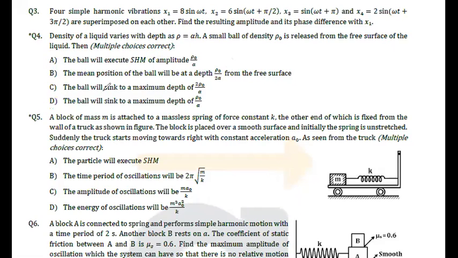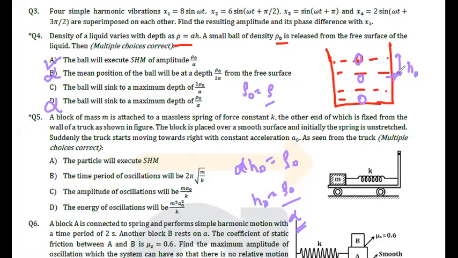Now the ball will sink to the maximum depth. One concept, two options: maximum depth of 2 rho naught by alpha. So obviously, yes or no? Because in this case, motion is simple harmonic, SHM. Mean position is h naught.